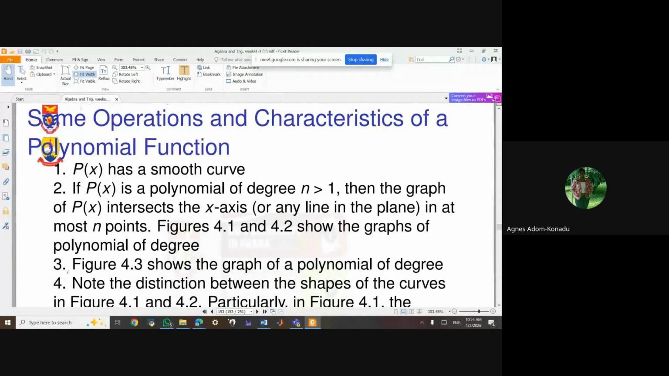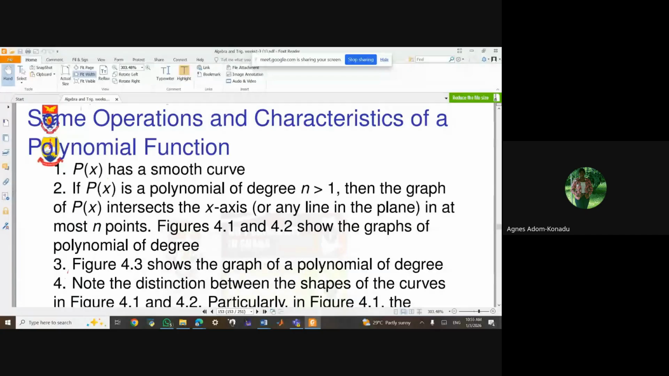Every polynomial function has a smooth curve. We can look at the straight line; it's also a special type of curve, and we can see that it is smooth. There's no break. When we take the quadratic curve, it is also smooth. There shouldn't be any break. Cubic functions should be smooth. So all the graphs of polynomial functions have a smooth curve.